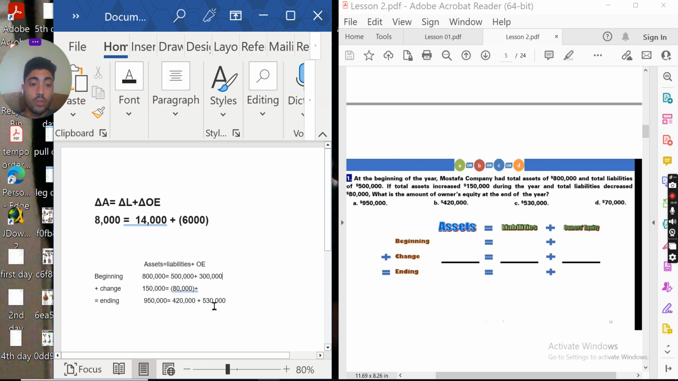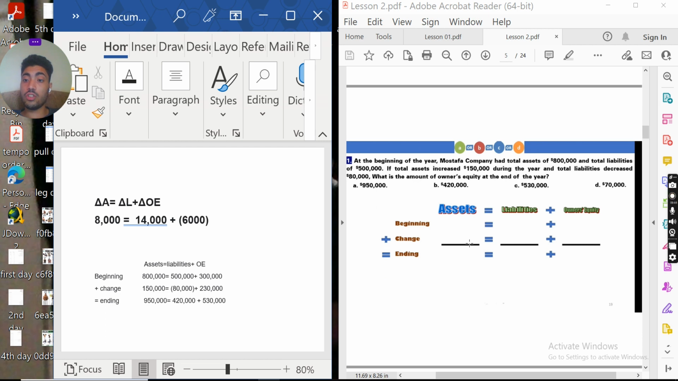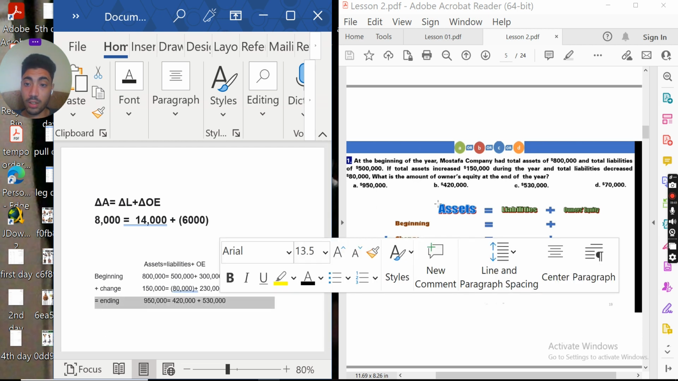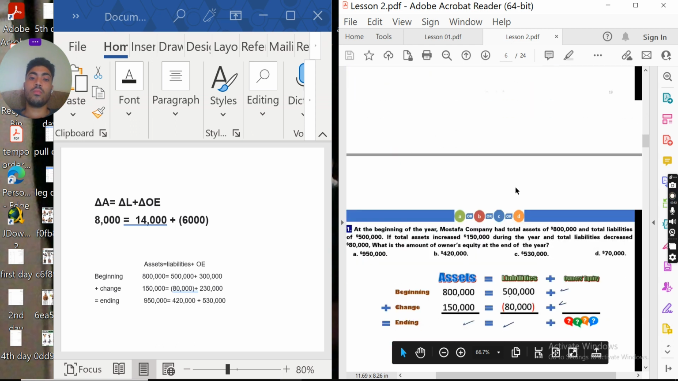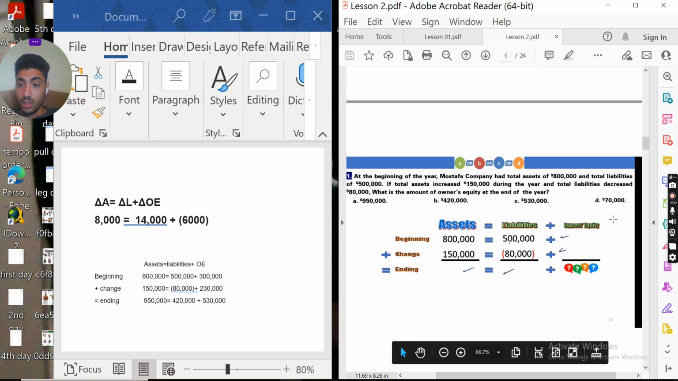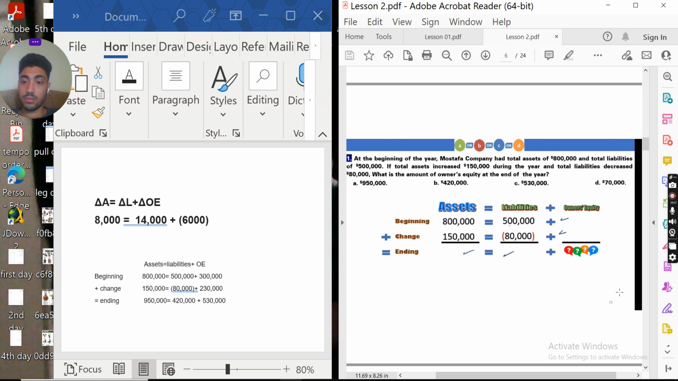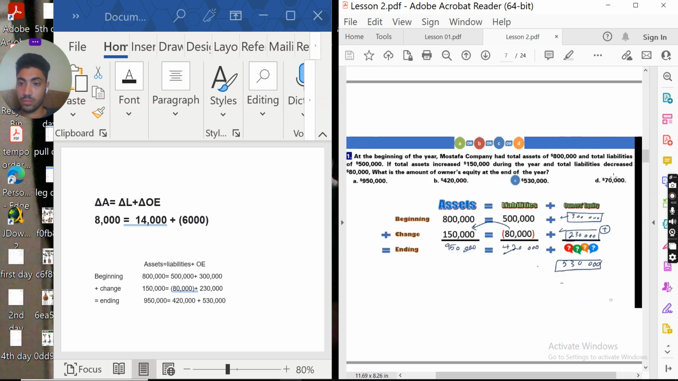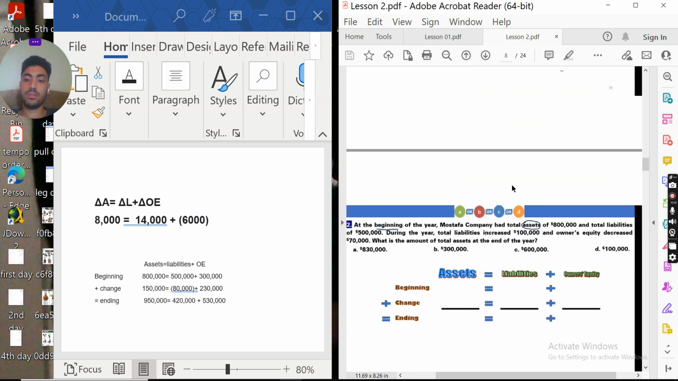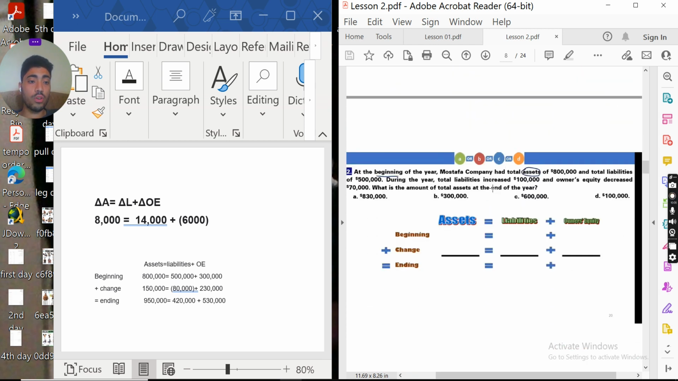300,000 plus unknown equals 530, which is easy. 230. That's it. Let's check for the answer. We need 530. Here it is, number C. These are the steps, and this is the answer. Let's try another one.